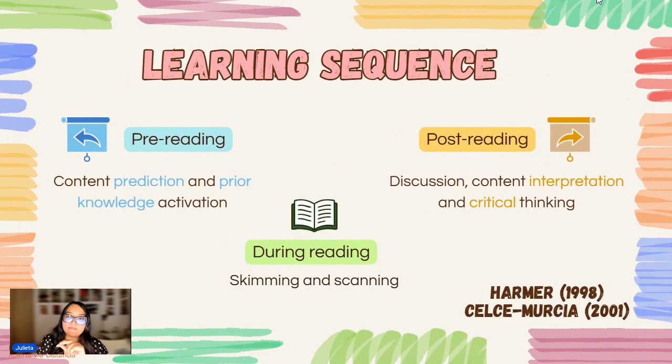And now, both the authors that we use as a reference for this presentation tell us that the learning sequence in the reading skill has three parts: pre-reading, during reading, and post-reading. Prior to the reading, we're going to focus on content prediction and the activation of prior knowledge. Then, during reading, skimming and scanning are the two abilities that we're going to focus on. And then, in the post-reading, the attention is going to shift to discussion, content interpretation, and critical thinking.